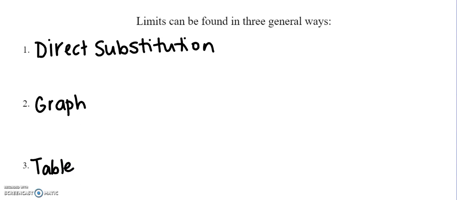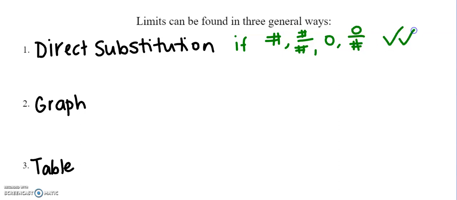So direct substitution means that if I'm taking the limit as x goes to 2 of a function, well, I'm just going to plug in 2 and see what happens. When I plug in 2, if I get a number, cool, that's my limit. If I get a fraction, great, that's my limit. If I get 0, also great, that's my limit. If I get 0 divided by a number in the denominator that's not 0, great, that's my limit. These are all ways that direct substitution is just beautiful. Plug it in, you're done.